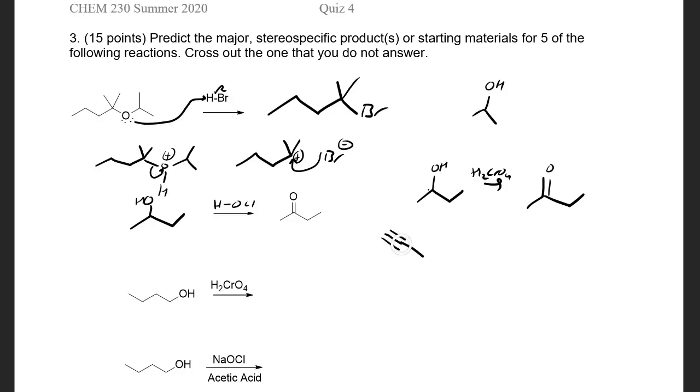So we need 1, 2, 3, 4 carbons in our chain, and then we can use our water, H2O, and HgSO4, and an acid as well, so H2SO4. So that will actually form an enol, so essentially we're adding water to the more substituted carbon, we're adding our proton to the less substituted carbon, so we'll form an enol, and then that will tautomerize into our ketone.